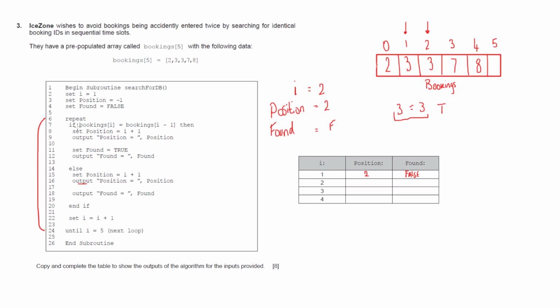They are the same. So we go to line number 8 because the condition is true, and we set position to equal I plus 1. So position is given the value of I plus 1. I is 2, add 1 to it, becomes 3. So position changes from 2 to 3.